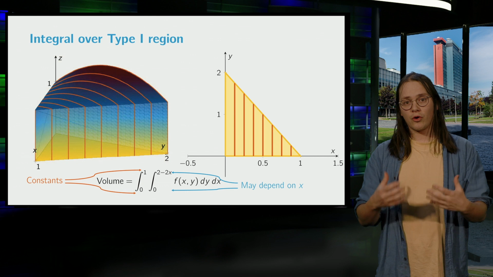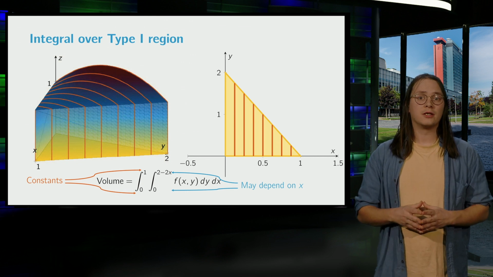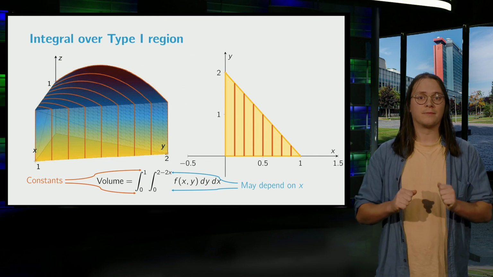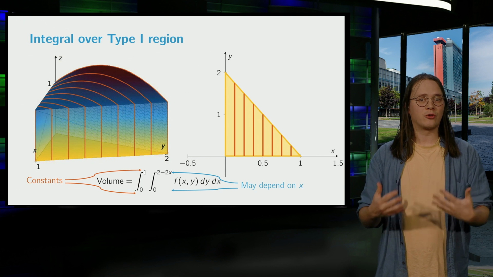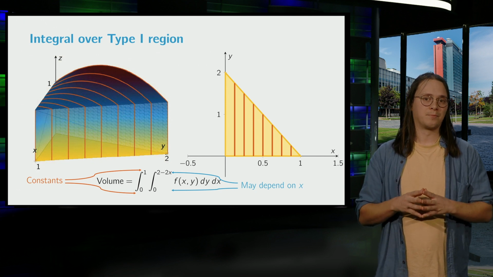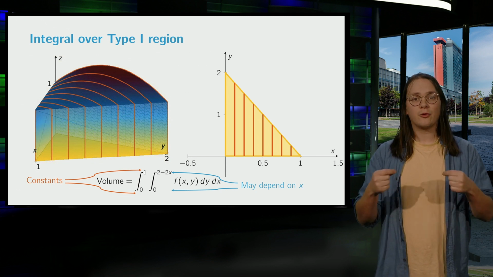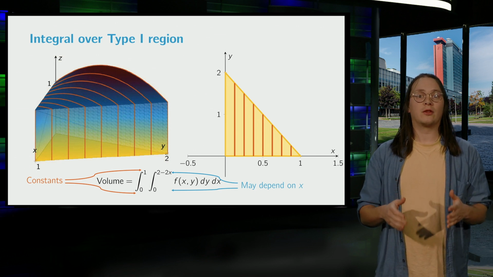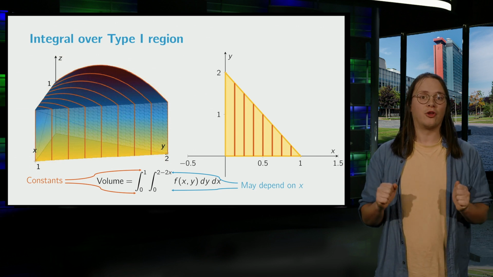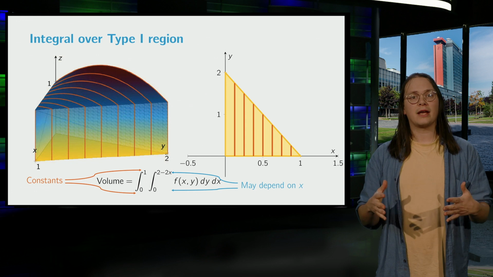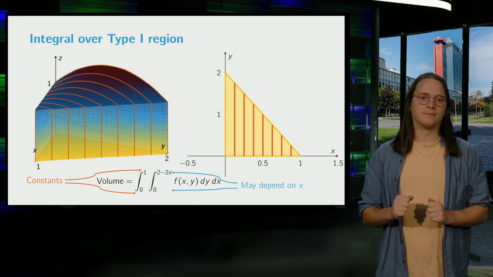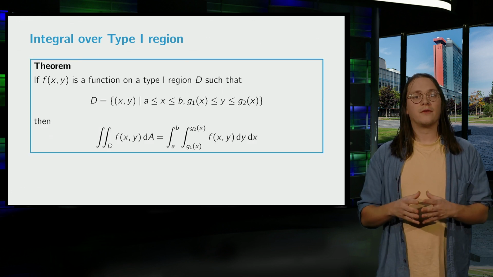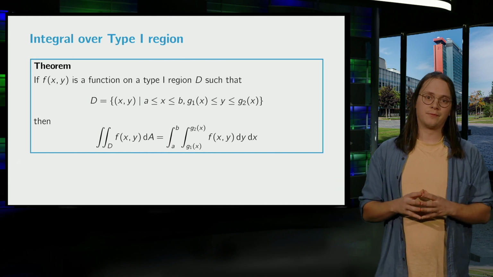Now, in order to find the total volume of the solid, we should put all slices together, which means that we should integrate over the variable x. We end up with an iterated integral where we first integrate y with limits that may depend on x, and then over x with limits that are constant. In general, this means that we have the following result.